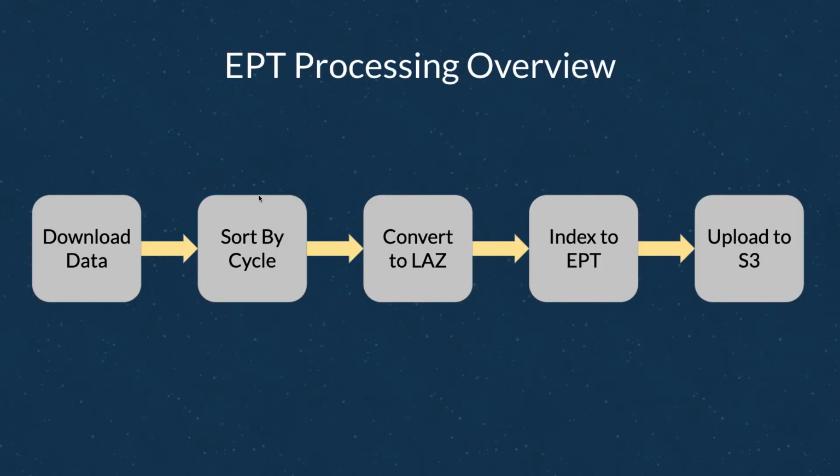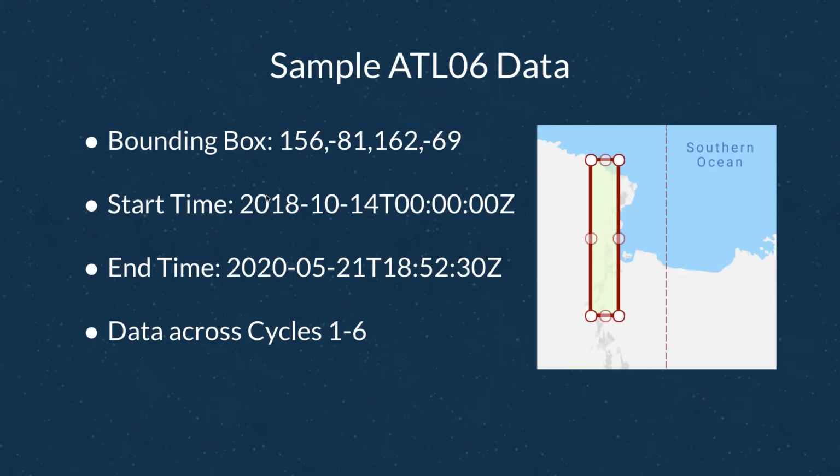Here's an overview of effectively what we did during this project. So the first thing we did was download the data. Then we sorted the data by cycle. Each cycle represents roughly a 90-day operation of the constellation of satellites. We then converted it to an interim format of LAZ. We then performed the index to EPT and subsequently uploaded to an S3 bucket.